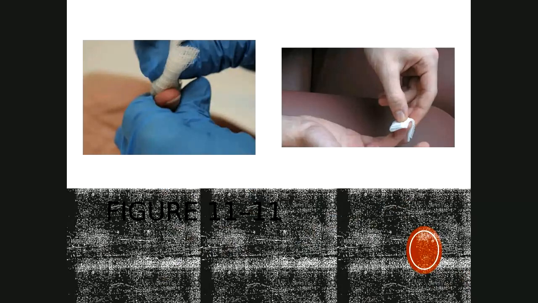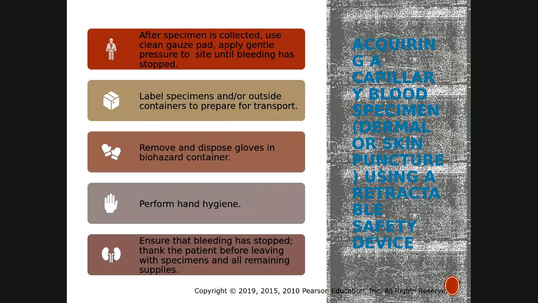And again, this is showing them putting the gauze on the puncture site, putting some pressure on the puncture site, and then we'll bandage the patient. After a specimen is collected, use a clean gauze pad and apply gentle pressure to the site until bleeding is stopped. Label the specimen or outside containers to prepare for transport. Again, being mindful to put that it is capillary blood that's being collected.